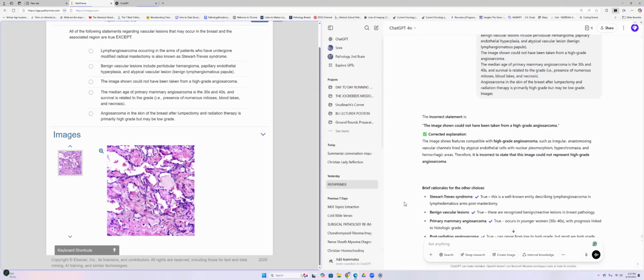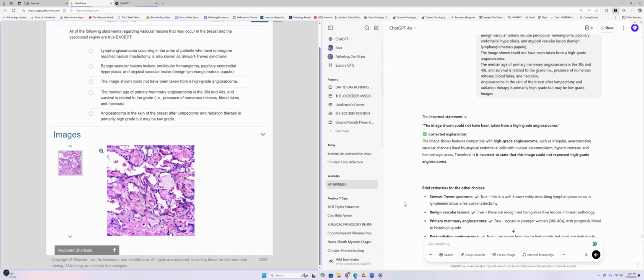Most of it is associated with radiation therapy. Okay.